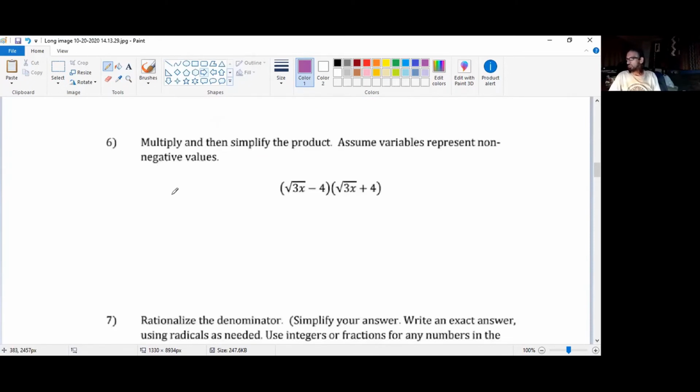In number 6, we do have conjugates. So either FOIL or use the difference of squares formula. I'm going to use that second option. A is square root of 3x and B is 4. Squaring will cancel out the square root, and we're left with 3x minus 16.